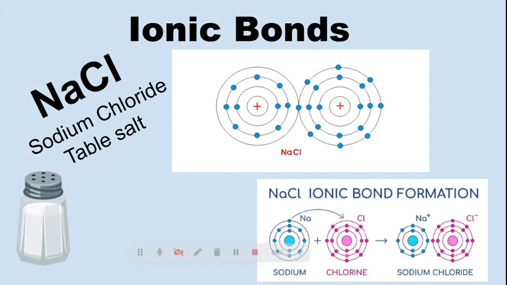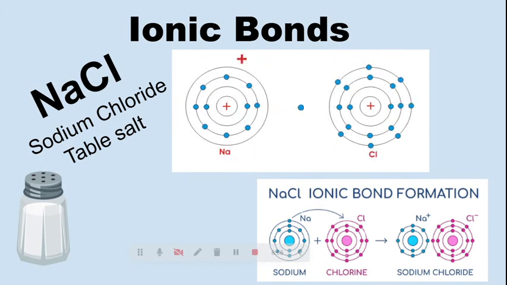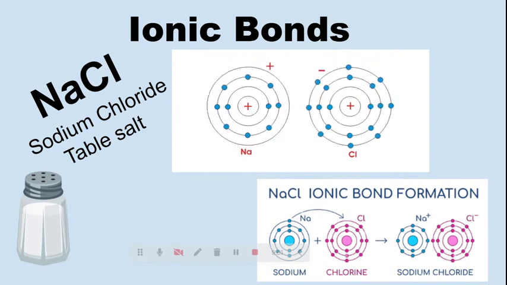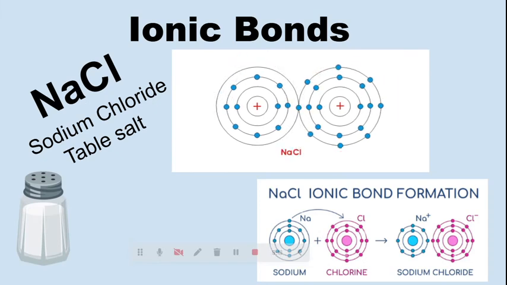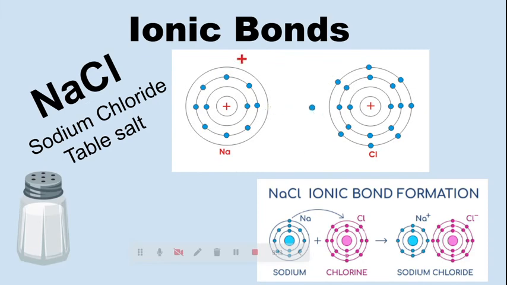Remember that, guys, because they already have a full ring. So you will not find helium bonding. You won't find any of the other ones in that group or family bonding because they already have a full electron shell.